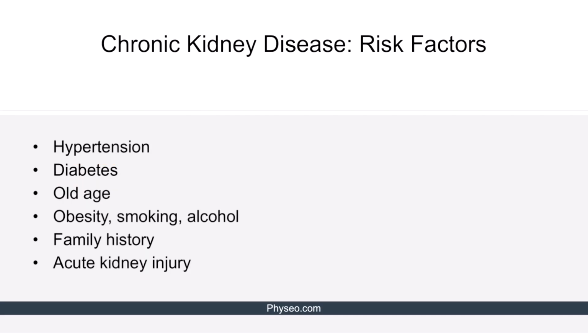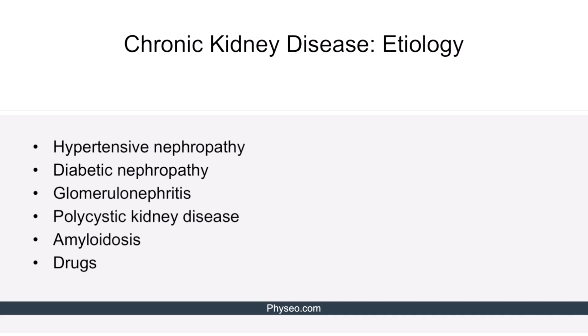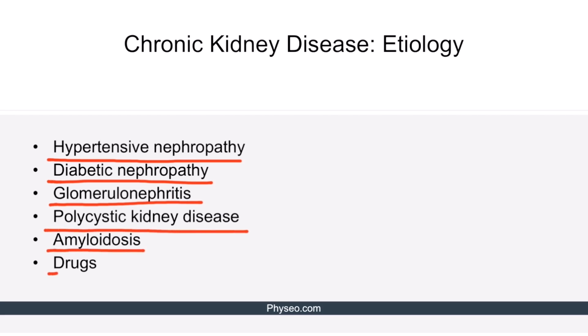Risk factors leading to chronic kidney disease include hypertension, diabetes, and advanced age. Obesity, smoking, and alcohol may be risk factors as well. The presence of family history or acute kidney injury can also predispose the patient to CKD. Let's take a look at some causes of CKD. These include hypertension, nephropathy, diabetic nephropathy, glomerulonephritis, polycystic kidney disease, amyloidosis, and certain drugs.